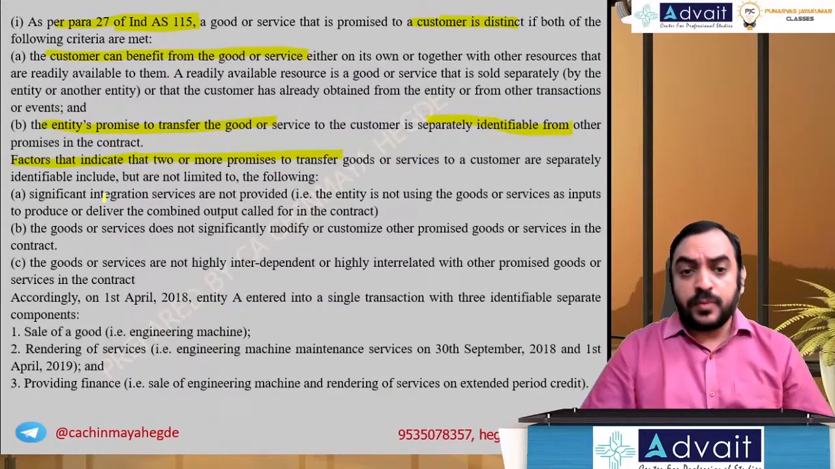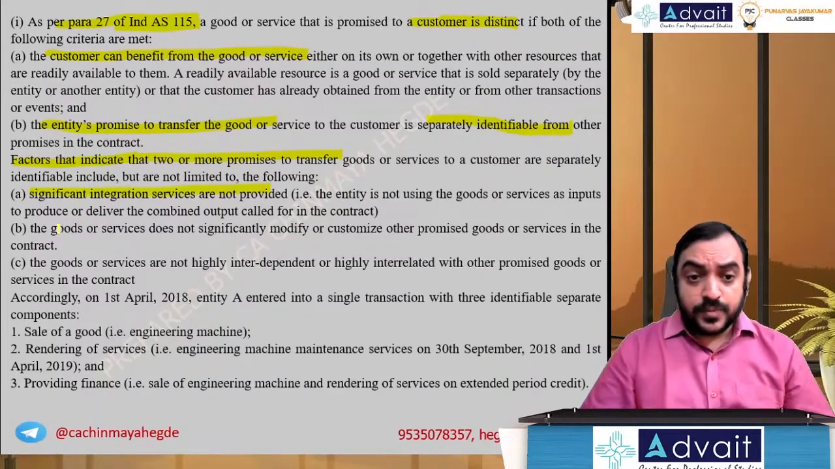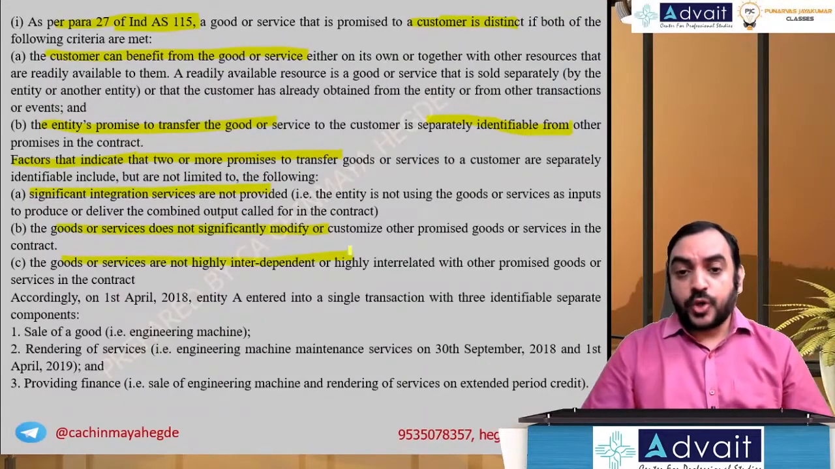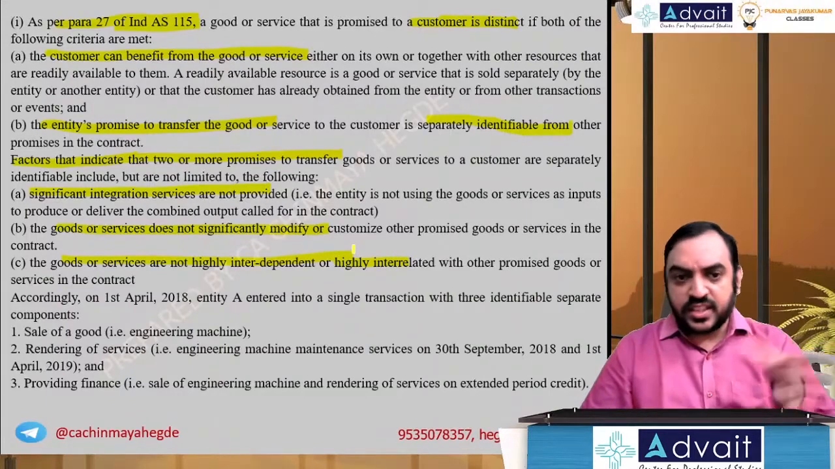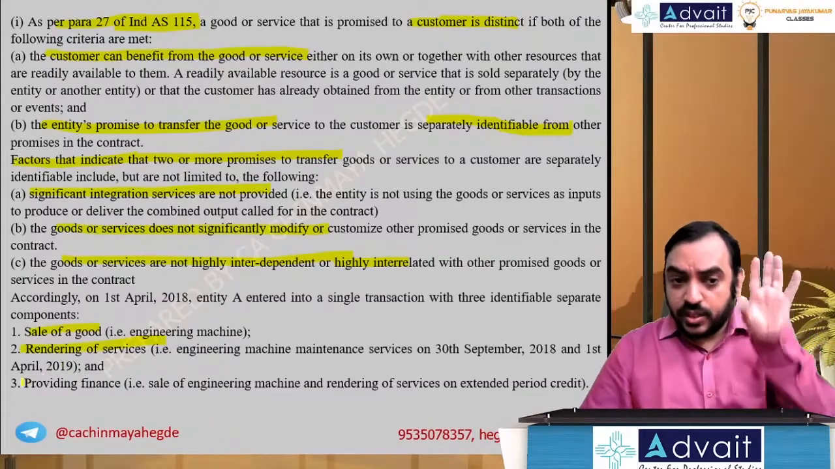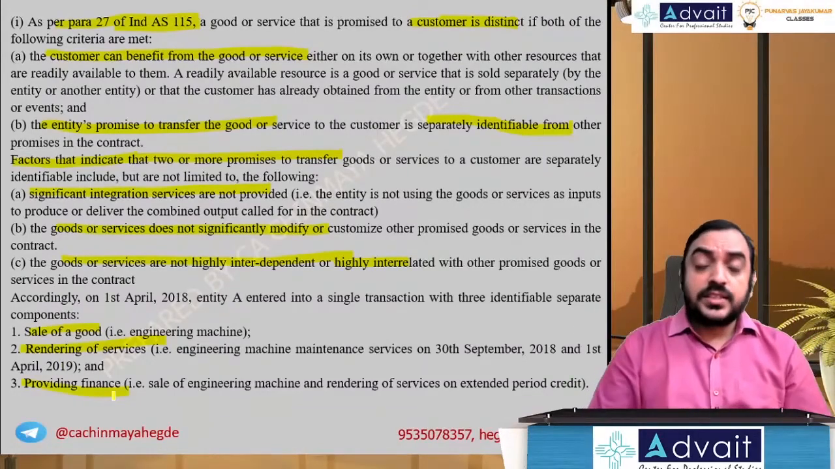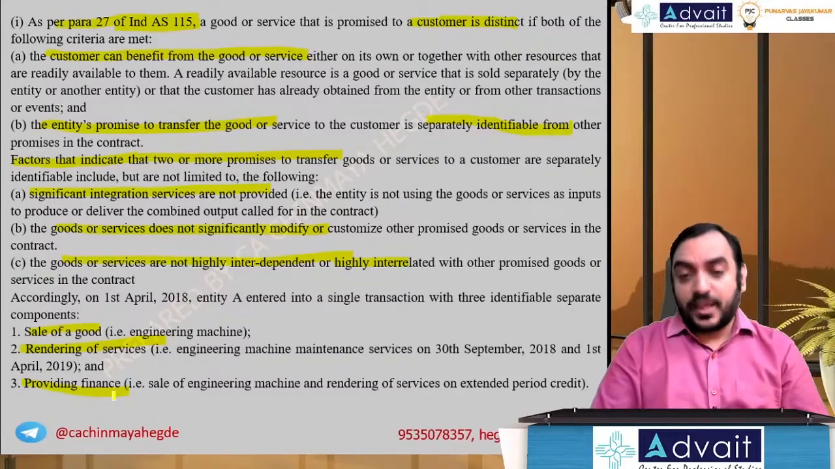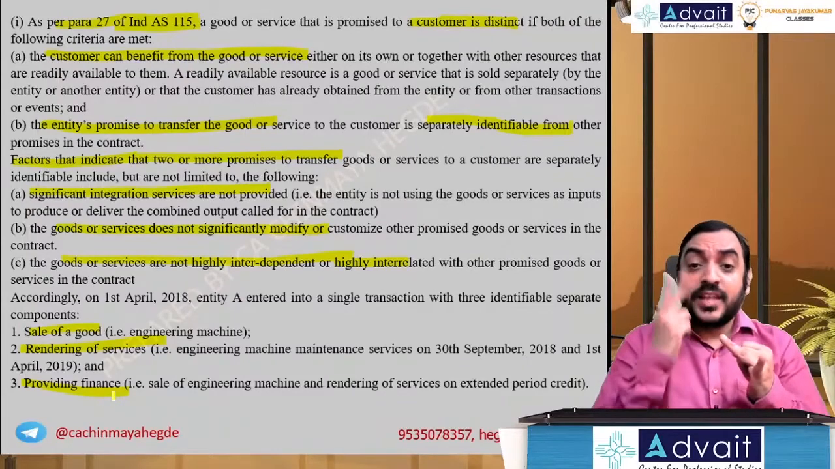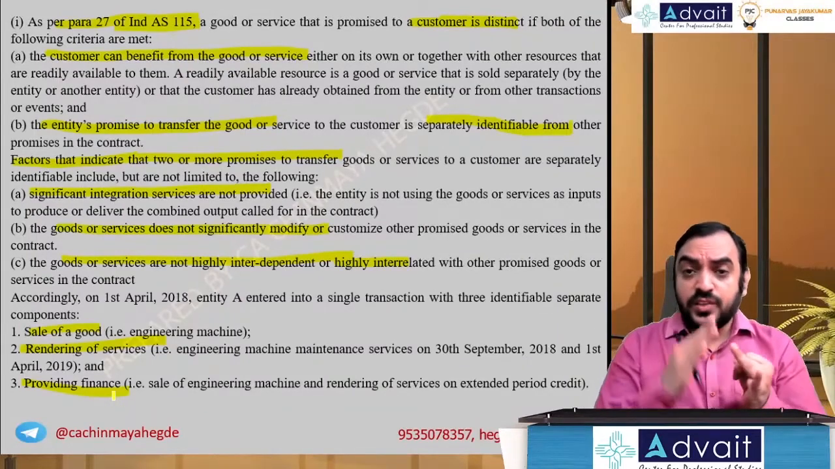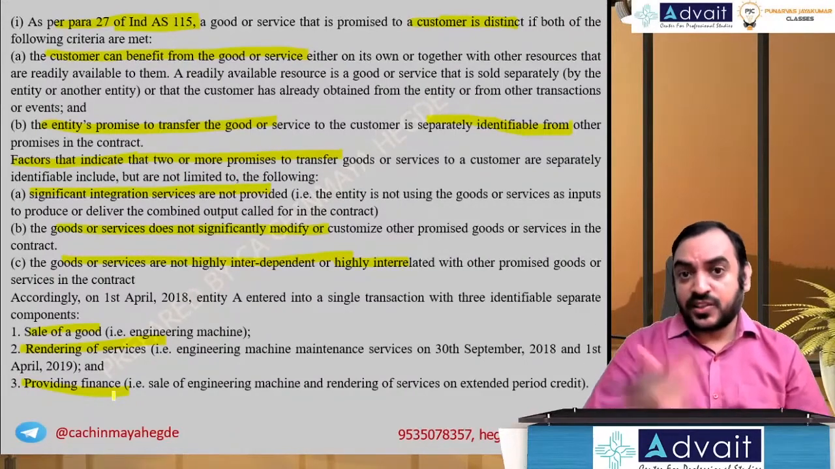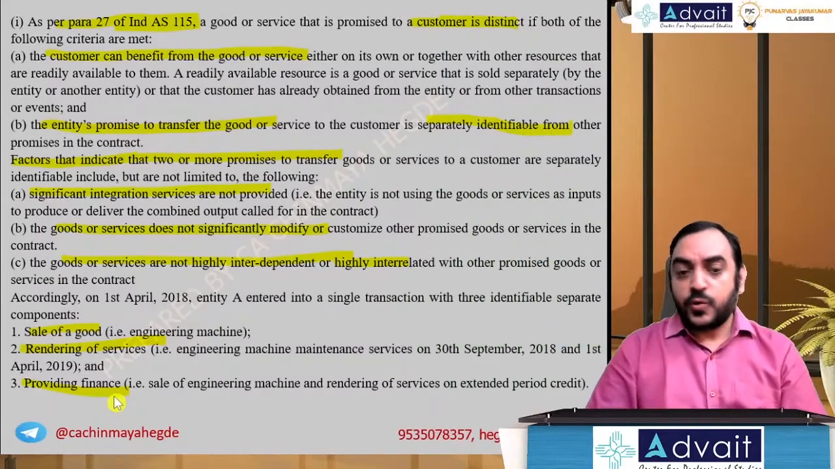When you can separately identify, there is no significant integration. The goods do not significantly require customization, and they are not interdependent or highly interrelated. So none of these things are there. Accordingly, sale of goods is one obligation, rendering service another obligation, providing finance is another one, because you are giving one year time to make the payment. So you have to recognize sale value for a Model Pi. Then two services are involved, first service, second service, September and April, and then you are going to have providing finance, that is interest element, interest income, that you have to recognize.